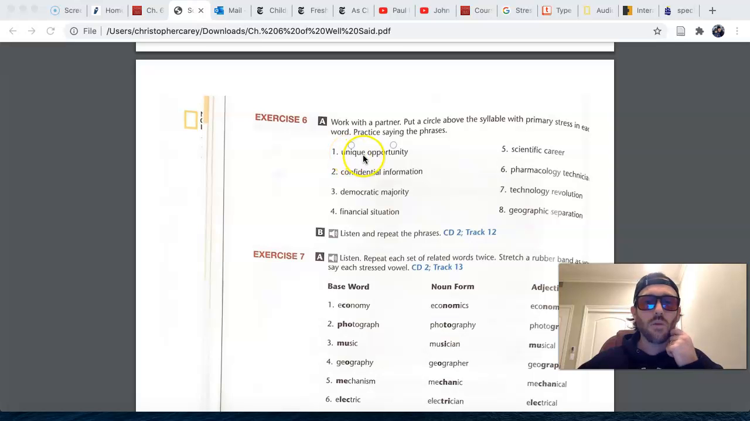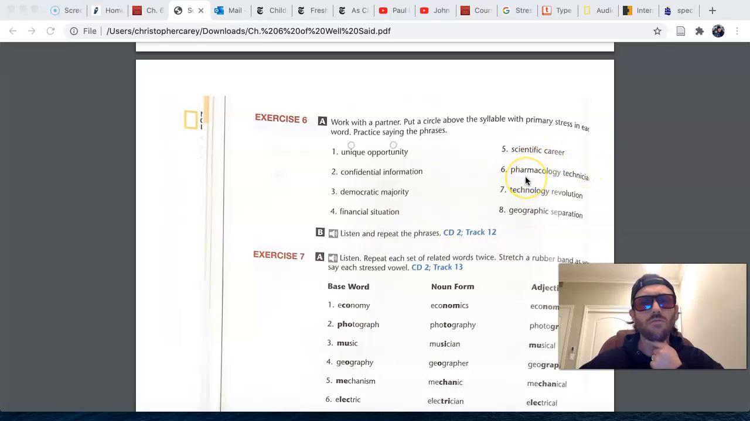Unique opportunity, confidential information, democratic majority, financial situation, scientific career, pharmacology, technician.